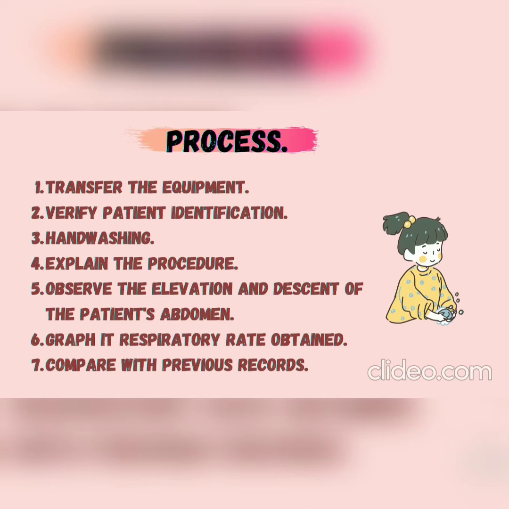Note cyanosis in case of presence, and the coloring of the patient. A full minute is more appropriate for abnormal breathing patterns. 6. Record the respiratory rate obtained in the corresponding sheet of the clinical file and graph it. Observe if the rhythm and depth are altered. Write down the date and time of the procedure. 7. Compare the respiratory rate with previous records.